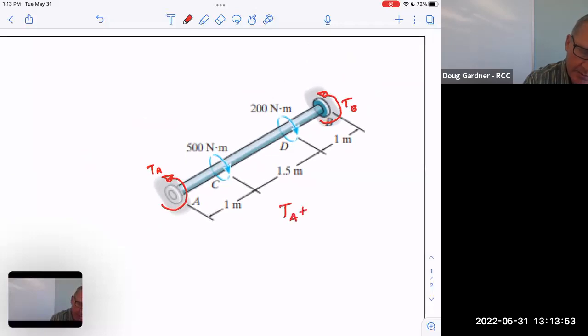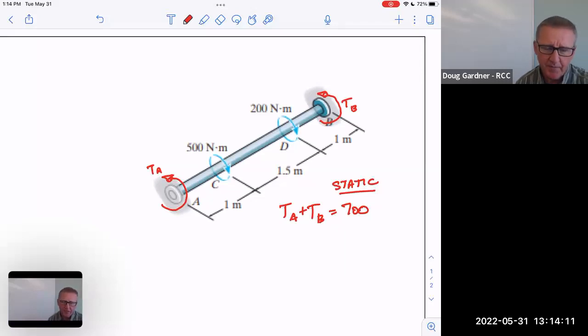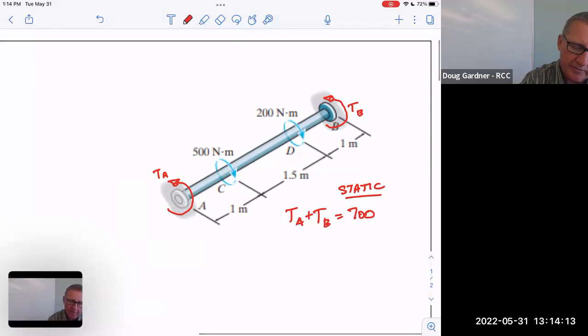Torque A plus that's going to cause everything to be static, and therefore it will actually twist. So there's my first equation. Now let's see if we can work our way into this.